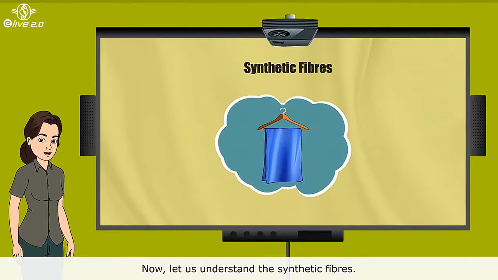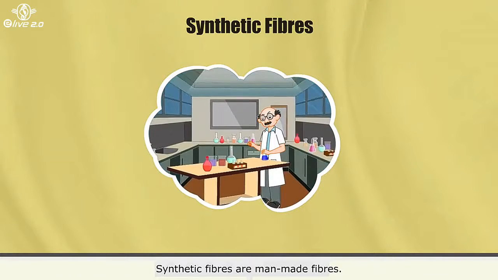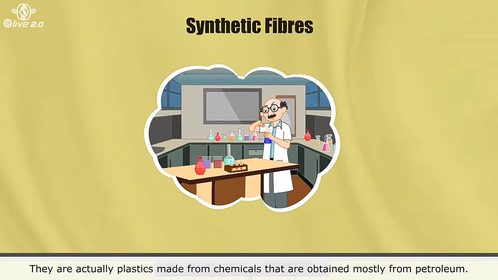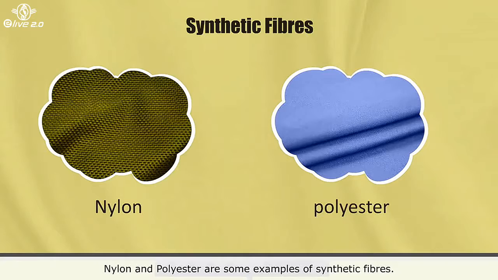Now let us understand the synthetic fibers. Synthetic fibers are man-made fibers. They're actually plastics made from chemicals that are obtained mostly from petroleum. Nylon and polyester are some examples of synthetic fibers.